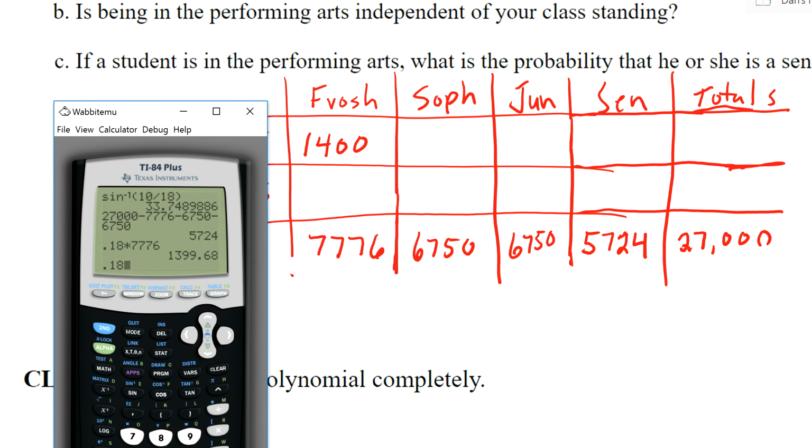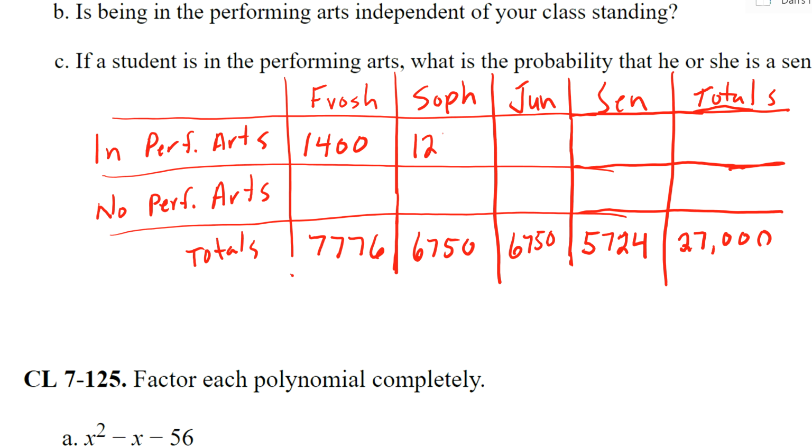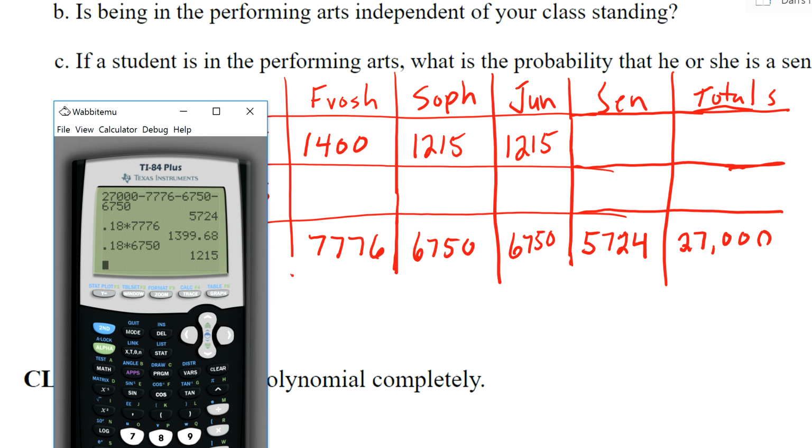0.18 times 6750, 1,215. Juniors is the same number, 1,215. And seniors, 5724 times 0.18. I'll just call it 1030. I won't round it up.